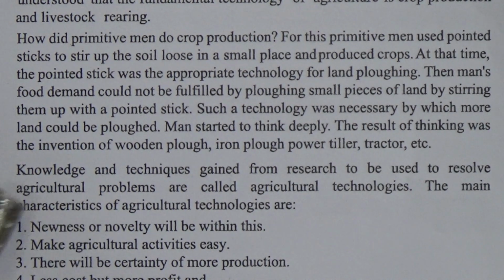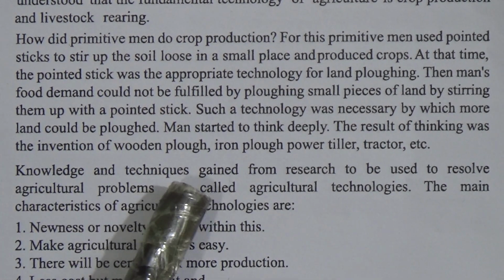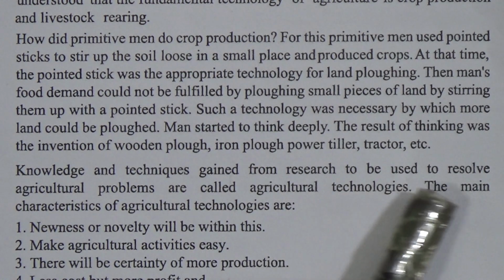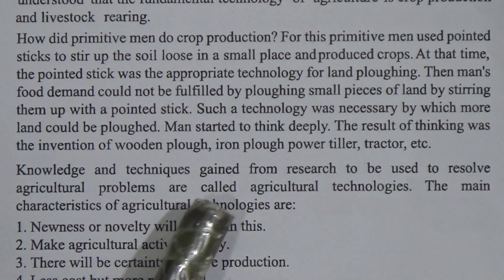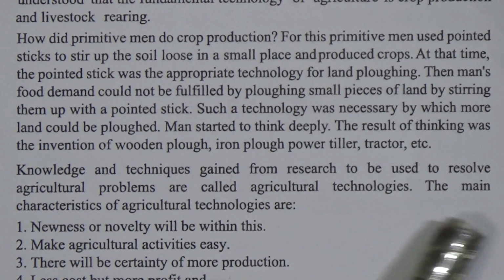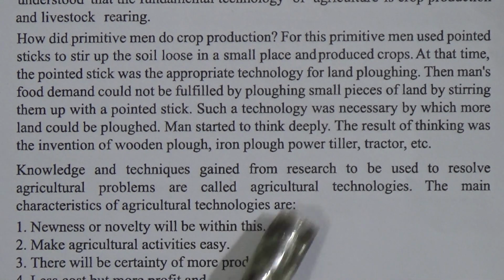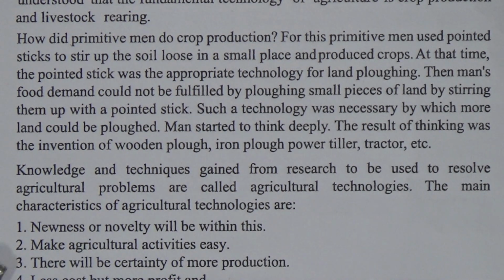Now look here. So knowledge and techniques gained from research to be used to resolve agricultural problems are called agricultural technologies. The main characteristics of agricultural technologies are, look here, there are 5 points. Okay.